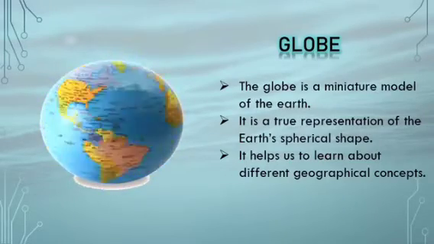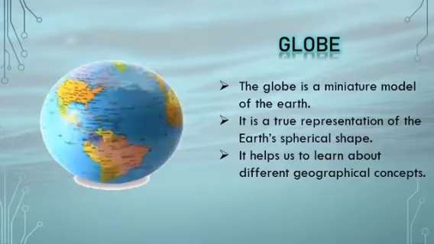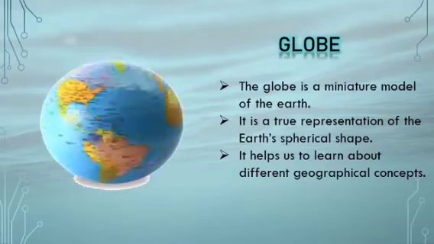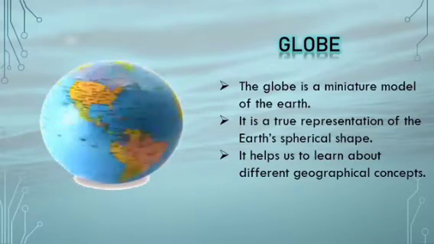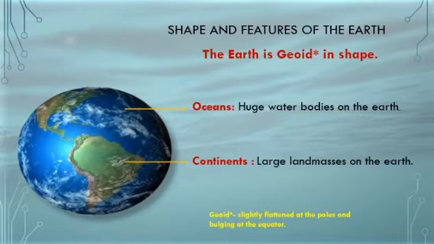Children, what is a globe? The globe is a miniature model of the Earth. I'll repeat, the globe is a miniature model of the Earth. The globe is useful to know the shape of the Earth. It helps us to understand the position, shape, and size of the continents and oceans.